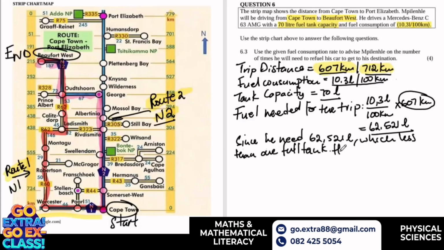Therefore, he does not need to refuel the car. So now the question, was it answered? It says how many number of times that you need to refuel. So therefore here it is going to be 0 times. So there's no need for refueling in this case. So that is your answer if you have used route number 1.